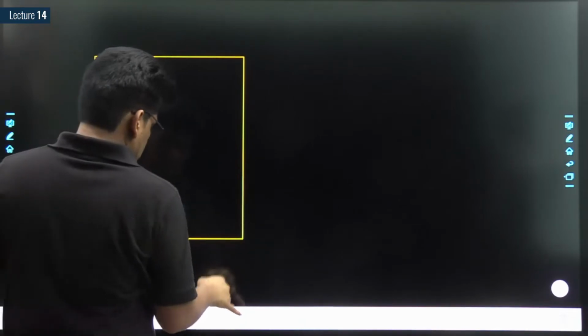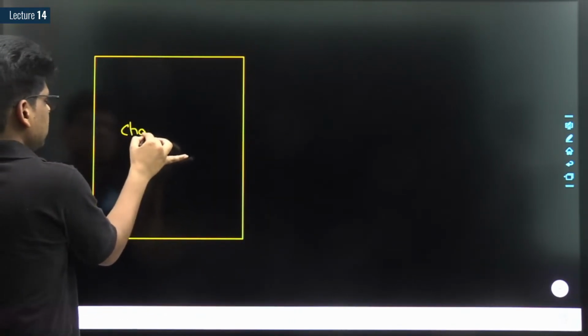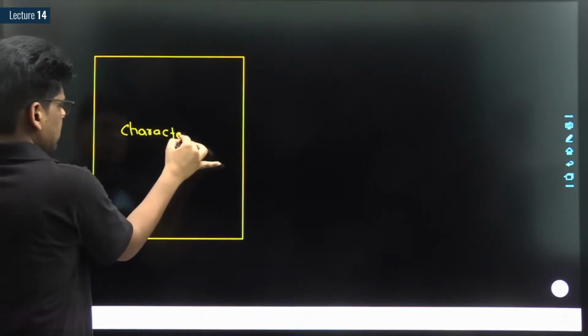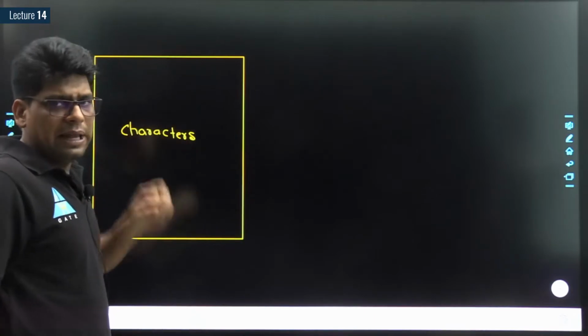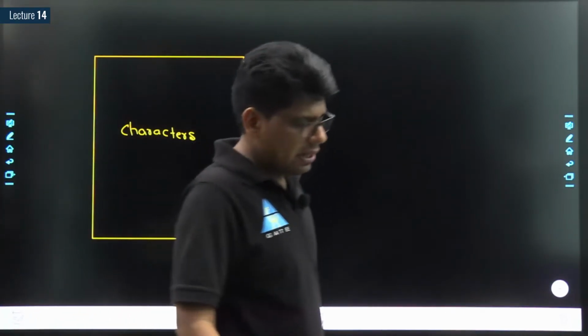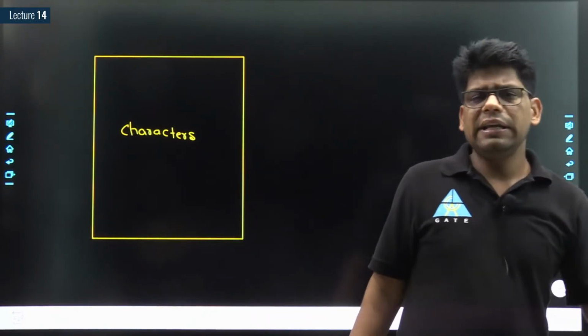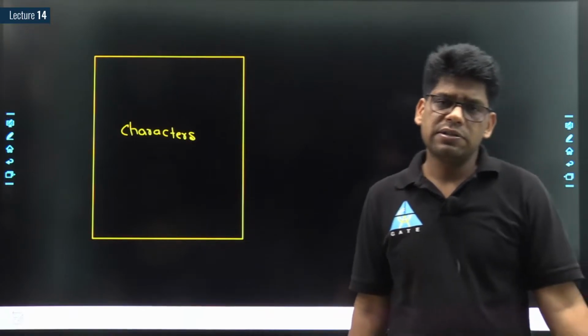Every language, suppose this is a language and it has some characters, a fixed number of characters. This is the character set for some language, whether Hindi, English, or any kind of language. Try to understand this.